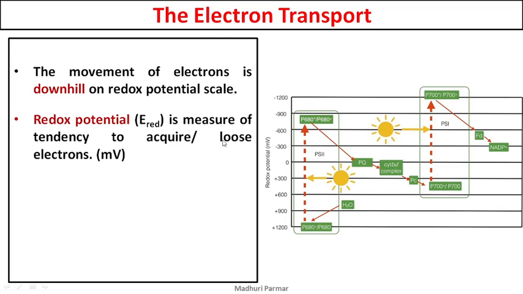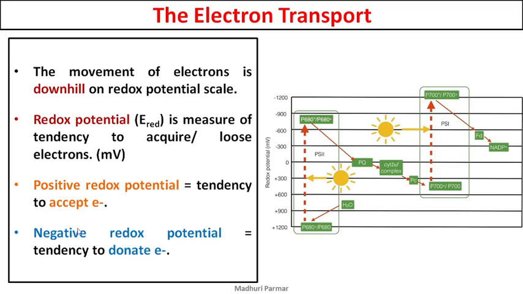Fine. Now how do you understand from the numbers? If the redox potential is positive, it means the chemical or compound has a potential or tendency to accept electron. These are the chemicals or compounds which accept electron. If they accept electron more, they are said to have positive redox potential. And the opposite is true for negative redox potential. They have tendency to donate electron. Clear? Chalo. Let us see both these things in this diagram.